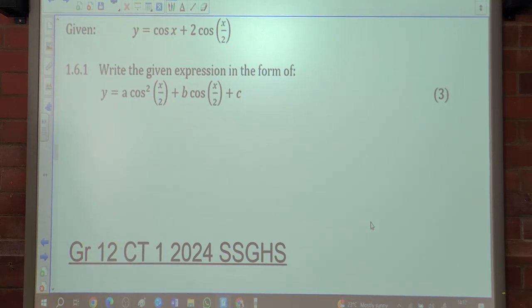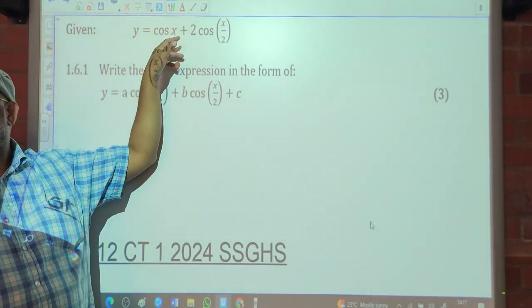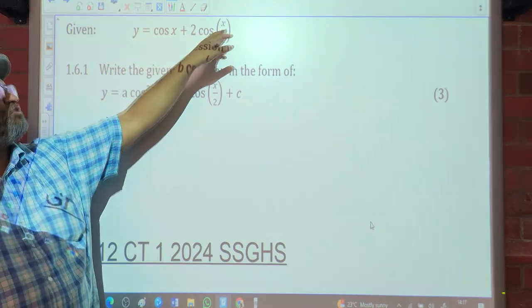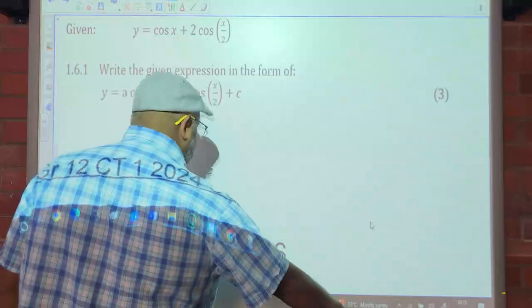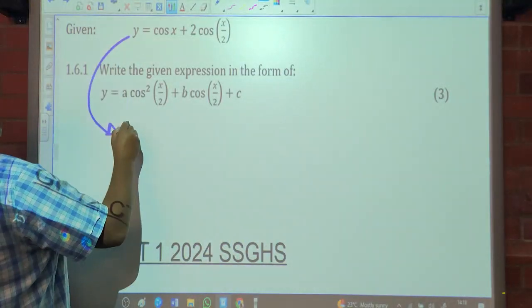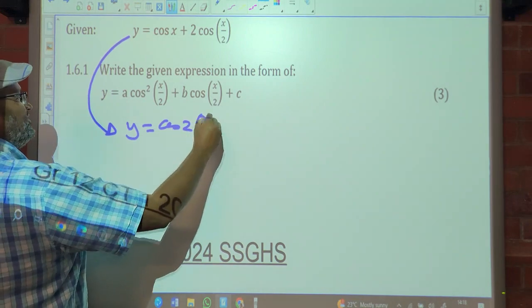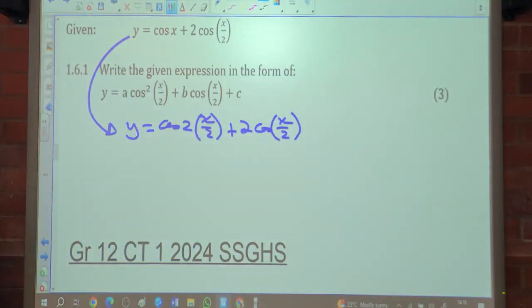She says she doesn't know. But what relationship exists between x over 2 and x? Is x not twice x over 2? Which means now to say that y is equal to cos 2 times x over 2 plus 2 cos x over 2. Is that not the case? Make sense? Yes.